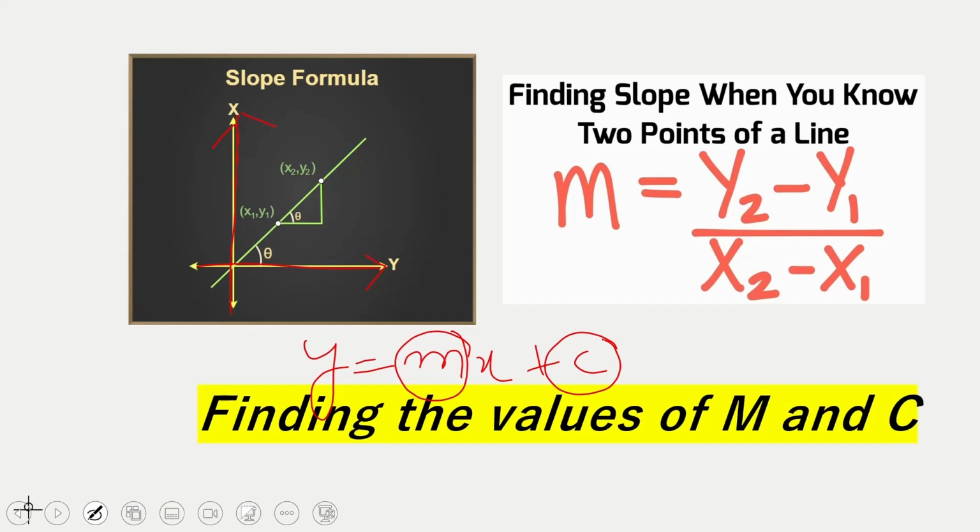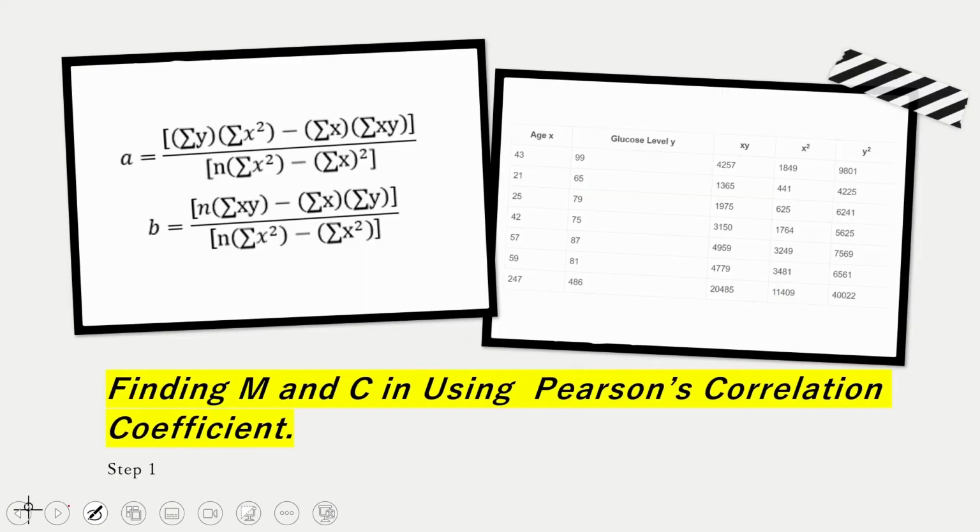If the data is simple, with limited rows, we can find the slope by using the formula m = (y2 - y1) / (x2 - x1). But if the data has 1000 rows, we cannot use this formula. In order to solve this problem, we have the Pearson correlation coefficient method. By using this method, we can find the values of m and c easily.